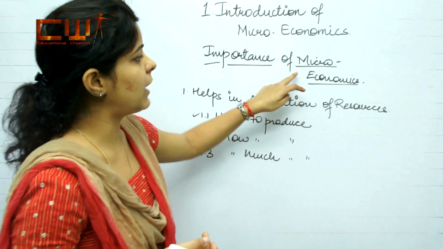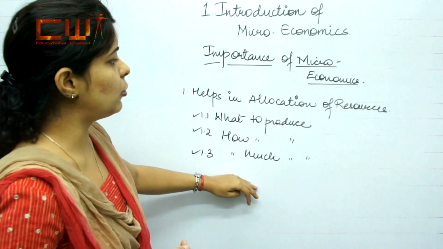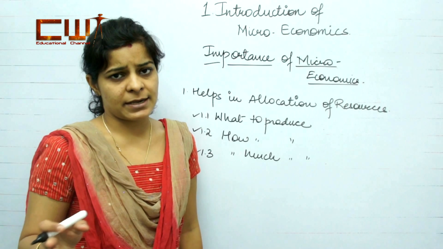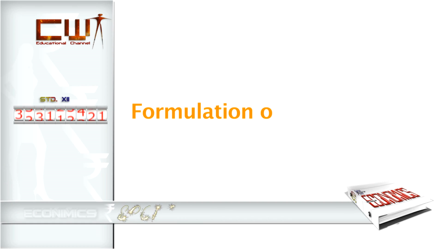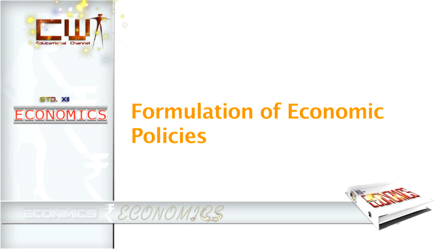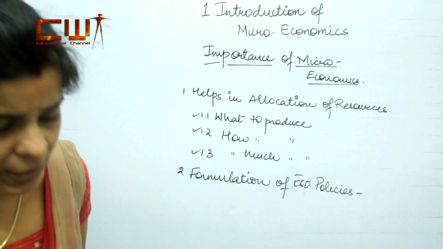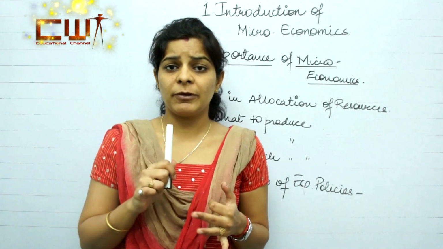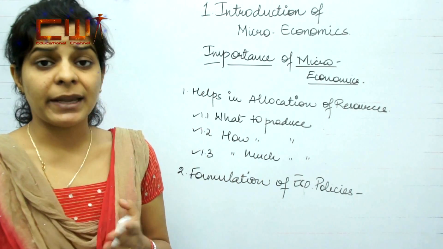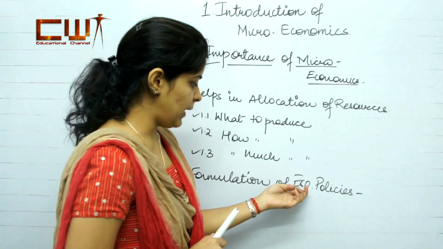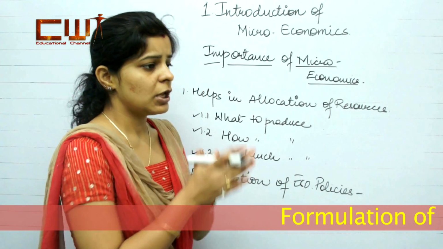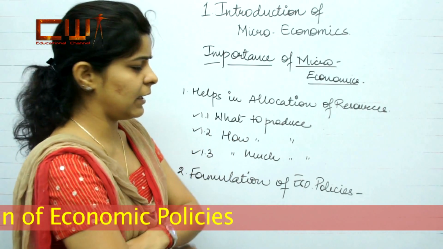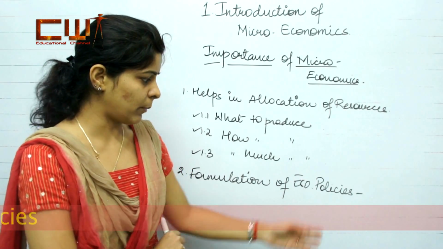So this is all again with the help of microeconomics: you will be able to allot the resources to the areas that require it most, in descending order. Next importance will be formulation of economic policies. Which economic policies? It could be fiscal policy, monetary policy, foreign exchange policy, or taxation policy. With the help of individual units you will be able to design your tax structure. Suppose, for example, you take the taxation policy, that is one of the economic policies.